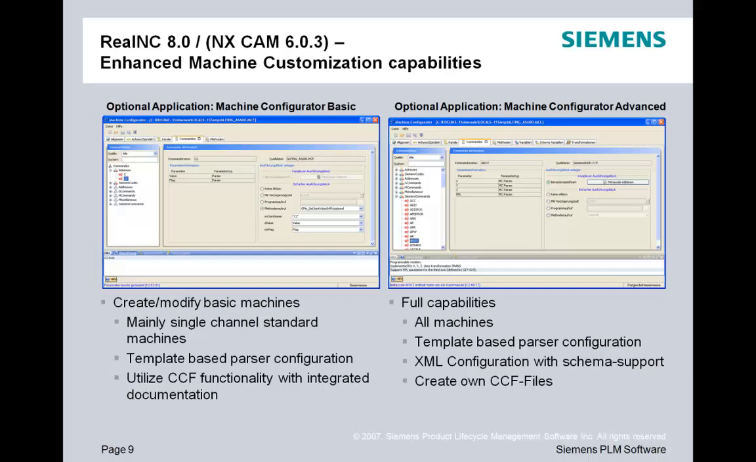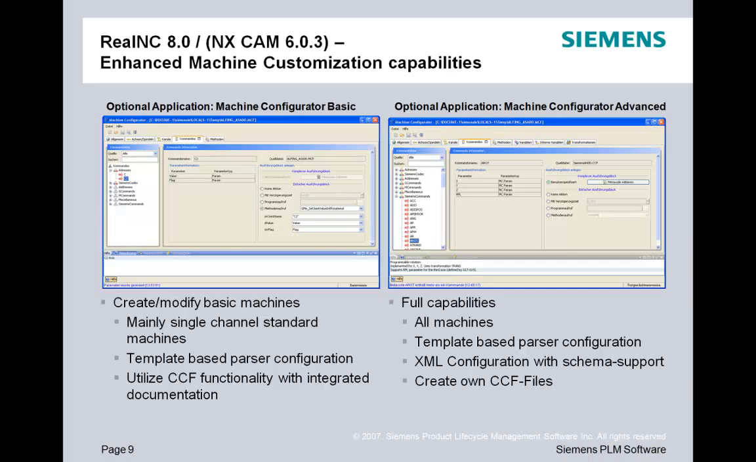Machine configurator also has two different versions, a machine configurator basic and an advanced version. The advanced version is, like the name tells, more powerful. It gives you access to all the capabilities of CSE. It is suitable for all kinds of machines, so single channel, multi-channel, mill-turns.